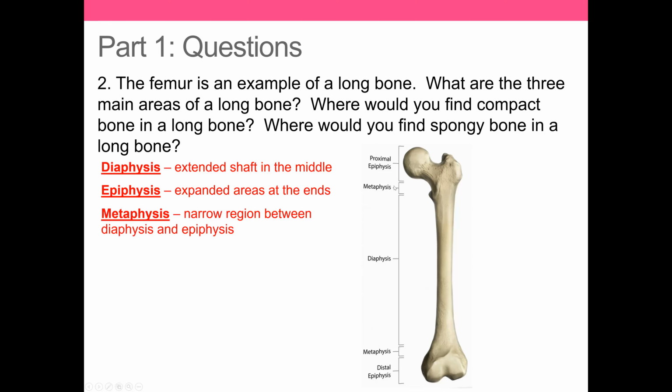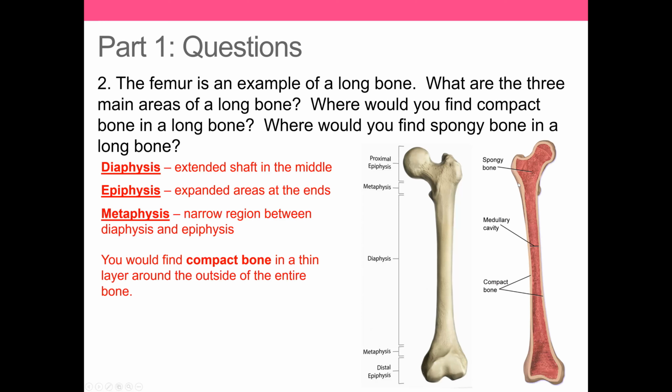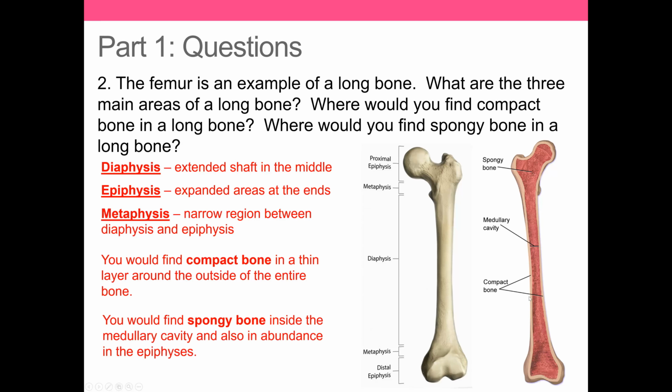So since we have two ends, we also have two metaphyses. There's one at the proximal end and one at the distal end. Where would you find compact bone in a long bone? Compact bone is going to be in a thin layer around the outside of the entire bone, also called the cortex of the bone. And where would you find spongy bone? You would find spongy bone inside the medullary cavity and also in abundance in the epiphyses, again, which are the ends of the bone.